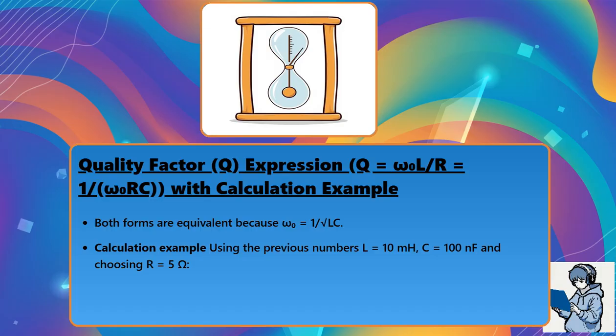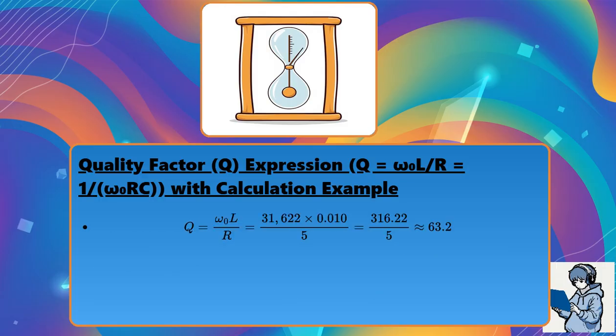Calculation example using the previous numbers: L equals 10 millihenries, C equals 100 nanofarads, and choosing R equals 5 ohms. Omega naught equals 31,622 radians per second. Q equals omega naught times L divided by R, equals 31,622 times 0.010 divided by 5, equals 316.22 divided by 5, approximately 63.2.